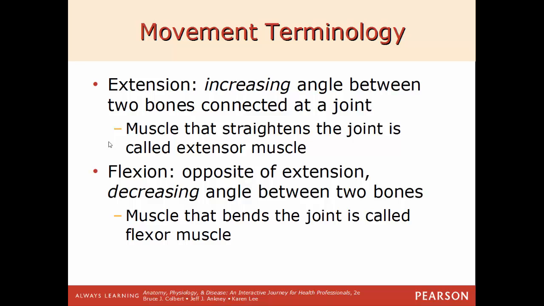Extension, where you're increasing the angle between two bones of a connected joint. The opposite of this will be flexion, where you're going to be decreasing the angle between bones. So when you're flexing your arm, the bones of your forearm are getting closer to the upper arm, to the humerus. So you're decreasing the angle between those sets of bones. When you extend your arm, you are increasing the angle between those two sets of bones.